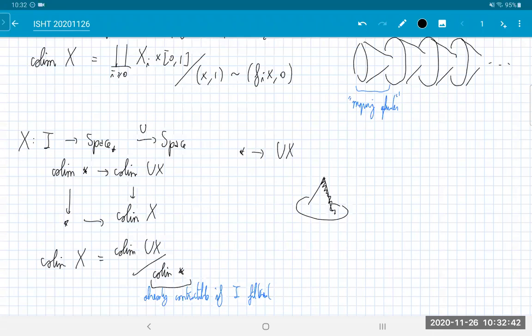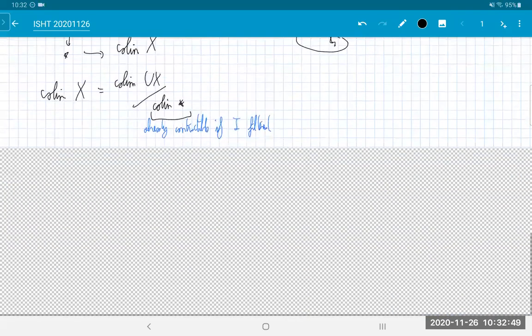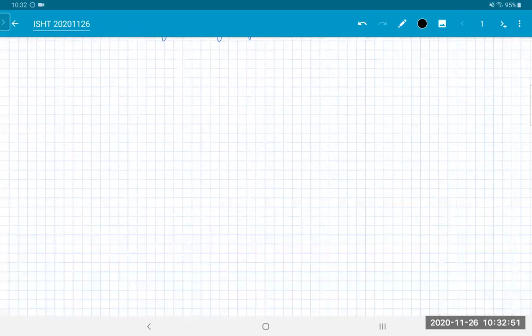Okay. After this parenthesis, I say we go back to spectra. And let me recall what we did last time. And then today I'm actually going to talk about filtered colimits of spectra. So that's why this parenthesis was perhaps needed.